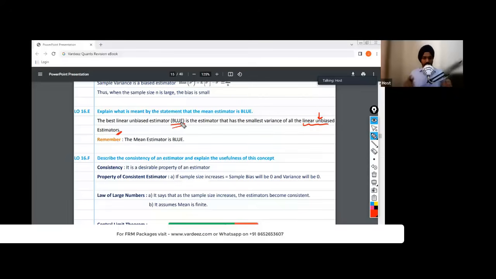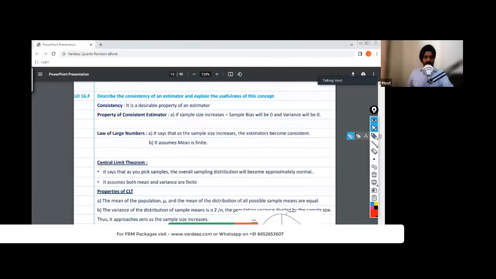Remember this thing, BLUE is a property which says best linear. There are many methods to actually estimate the parameter, right? The sample mean is one way that you can do it, and some other methods exist also. So out of all these methods, the mean estimator that we are studying in this particular chapter is considered to be BLUE, the best linear unbiased estimator. Why? Because it has got the smallest variance.